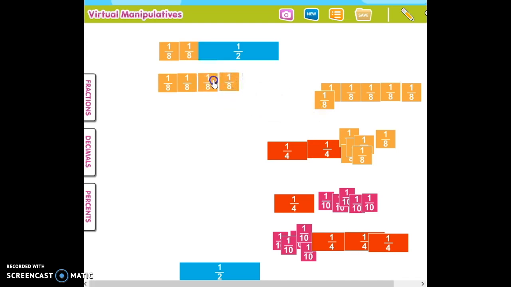Notice when we move into 6th, 7th, and 8th grade and we start converting fractions to decimals and percents, it's already doing some of that for us, so we can kind of get an idea of what those mean.